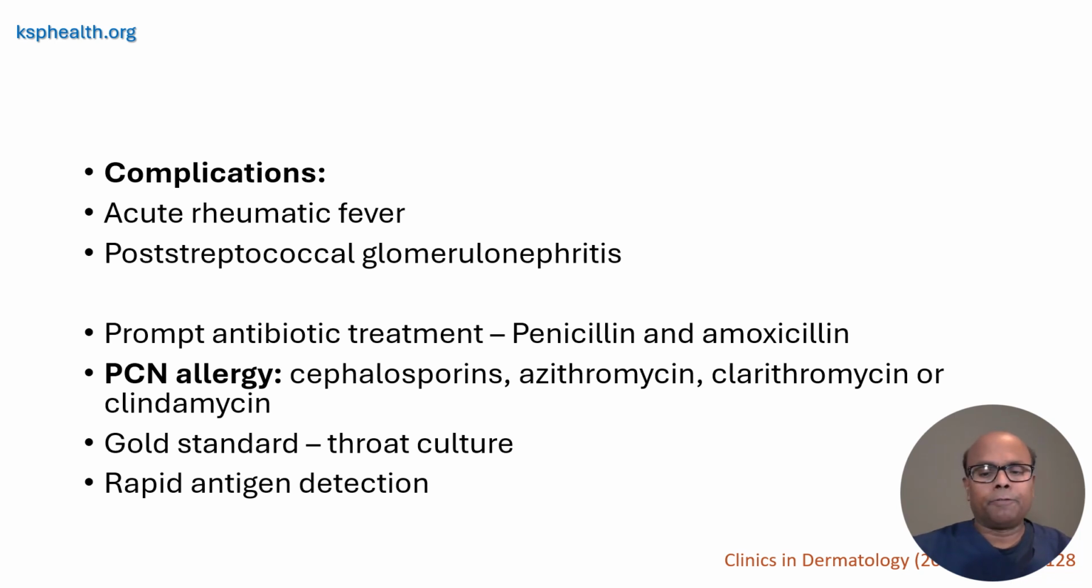The complications of scarlet fever, as you all know, are acute rheumatic fever and post-streptococcal glomerulonephritis. So prompt antibiotic treatment is necessary, especially with penicillin or amoxicillin. If the patient is allergic to penicillin, one should use cephalosporin, azithromycin, clarithromycin, or clindamycin. The gold standard for testing scarlet fever is throat culture, but it does take time. Now the rapid antigen detection tests are available everywhere in the globe, so that can be used to make the diagnosis promptly.